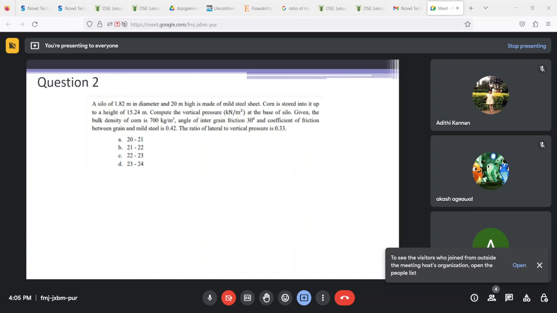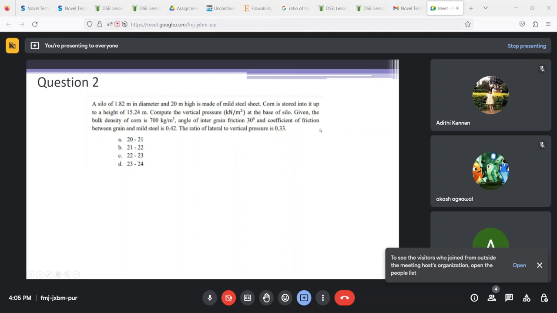So we are given here the density of the corn, we are given the dimensions of the silos, and we have something known as the angle of intergrain friction. So what happens is when your grains are heaped inside, loaded into the silos, they often undergo some kind of friction between the grains because they have a sliding capacity. So if you pour grains, it will start sliding. Because of that, they often have friction between the grain particles, and this friction between the grain particles is given by this friction angle, which is 30 degrees.